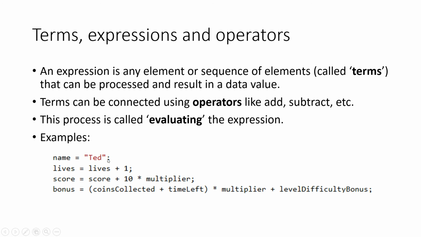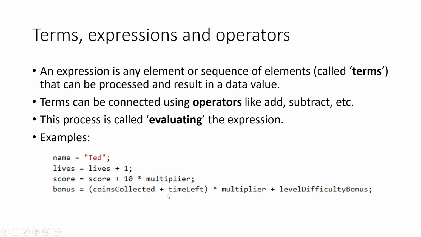Other operators you can use, say plus. In fact, I've just mentioned plus, lives equals lives plus 1 is another example. This asterisk is the multiply, so score becomes equal to whatever the score is plus 10 times the multiplier. And this is where the order of operations comes in. If you put brackets around things, then it does the evaluation of whatever's inside the brackets first. So in this one here, score equals score plus 10 times multiplier, the times, the asterisk, comes first.